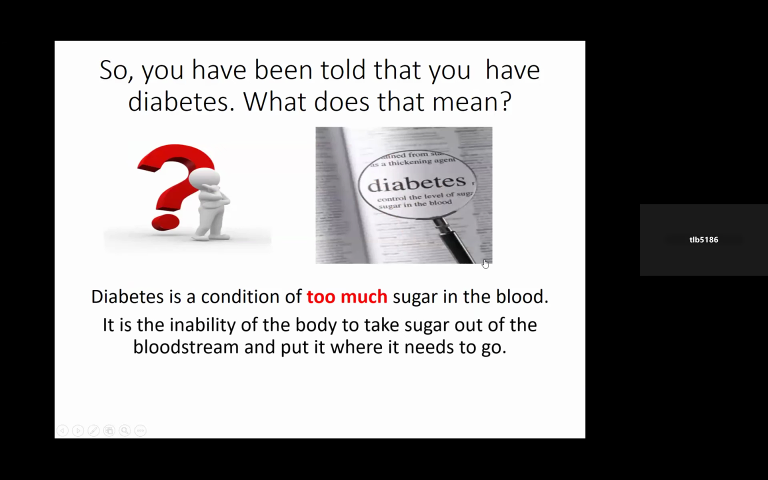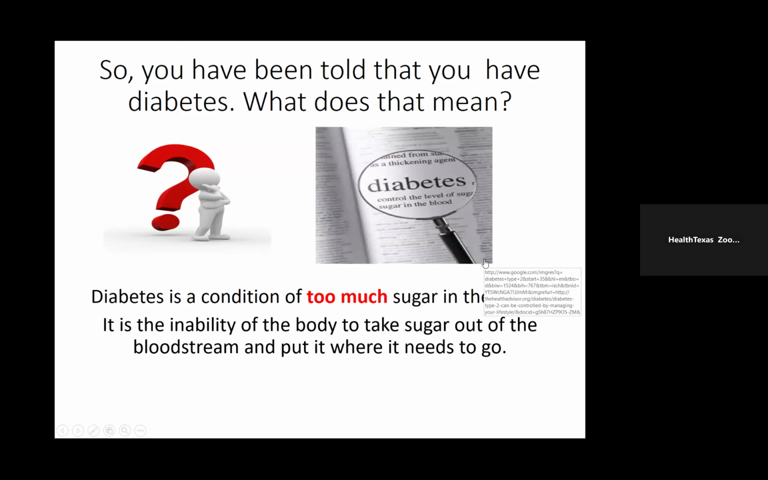There we go. Okay. So you've been told you have diabetes. What does that mean? For a lot of people, it means a lot of different things. I would like to give you a very simple definition of a very complicated disease. Diabetes is a condition of too much sugar in the blood. It is the inability of our body to take sugar out of the bloodstream and put it where it needs to go. And where does it need to go?